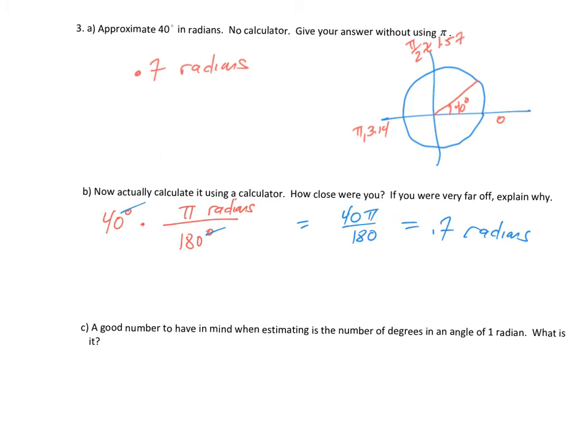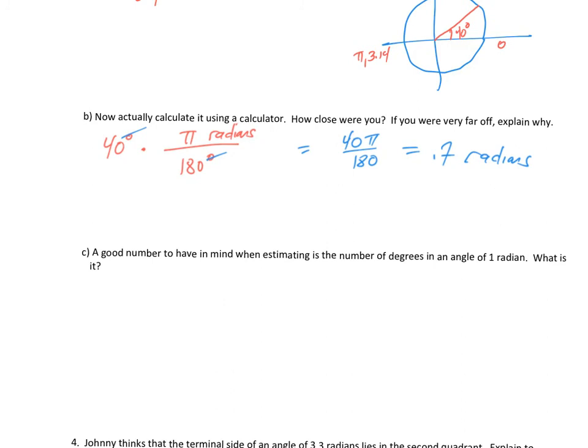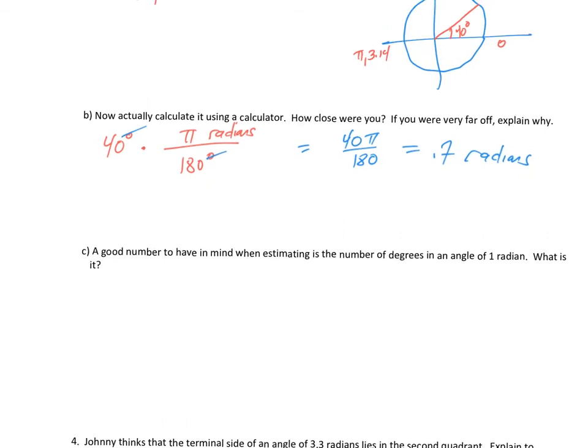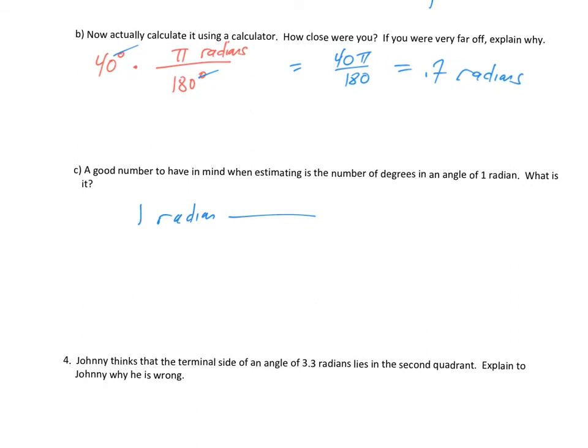Okay, the next problem: a good number to have in mind when estimating is the number of degrees in an angle of 1 radian. So let's figure that out. If we have 1 radian and we want to convert that to degrees, we're going to multiply by our conversion factor. So 1 radian, and then I need to remember there are pi radians in 180 degrees. And I'm going to put the radians in the denominator so they cancel out. So there are 180 degrees per pi radians. And if you enter that in your calculator, you'll get 57 degrees.